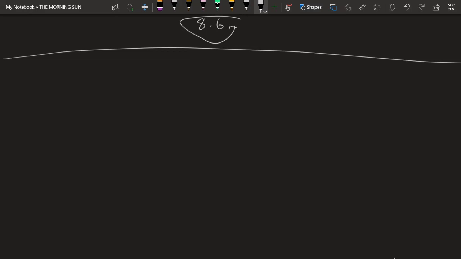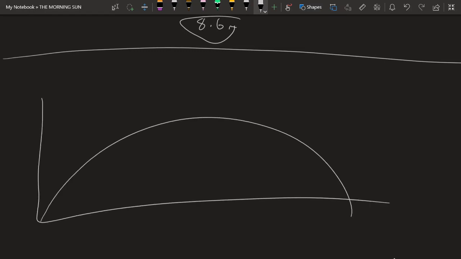Basic question number 13. A stone is thrown at an angle of elevation of 30. If 1 second later it hits the ground 1 meter below its projection point, find the speed of the projection. So here we go. So it does this, then our angle is 30, and then 1 second later it hits the ground 1 meter below the point of projection.